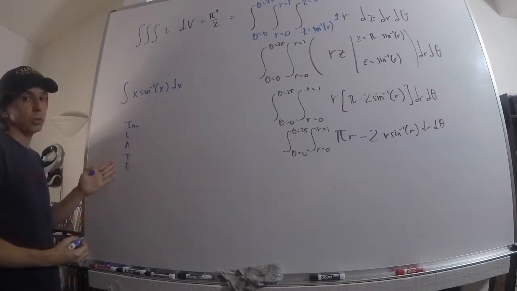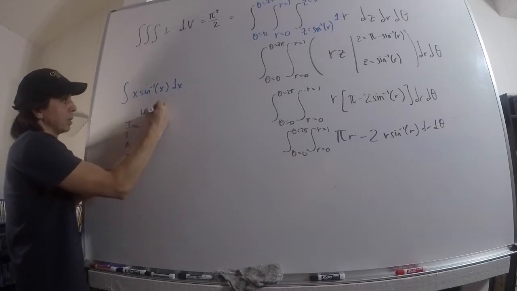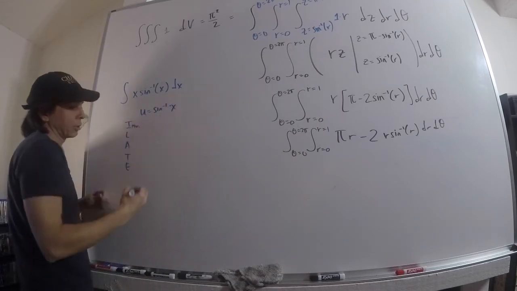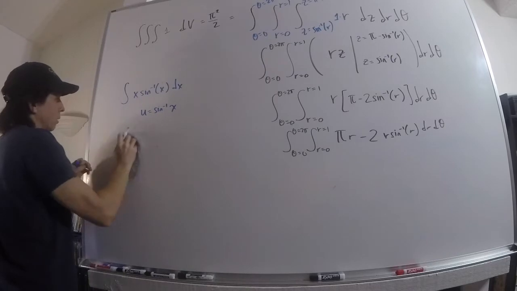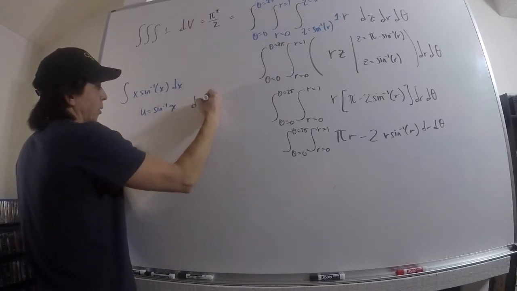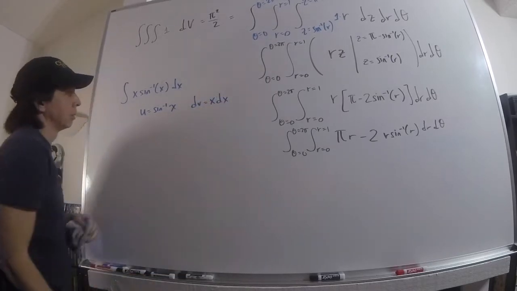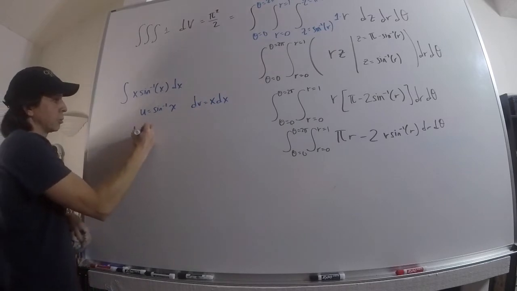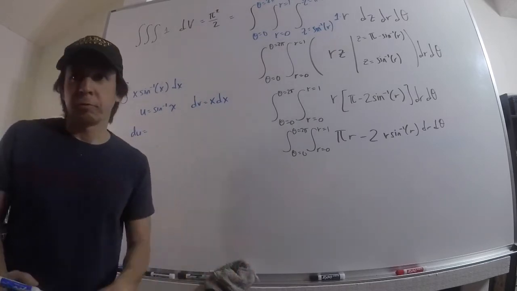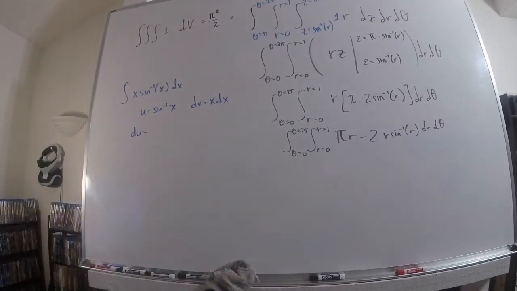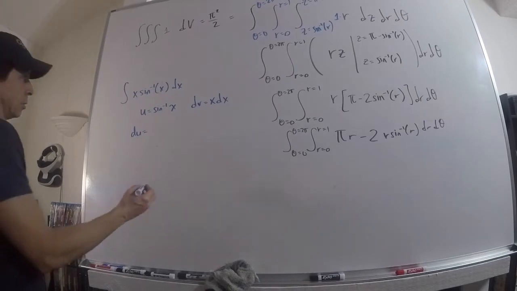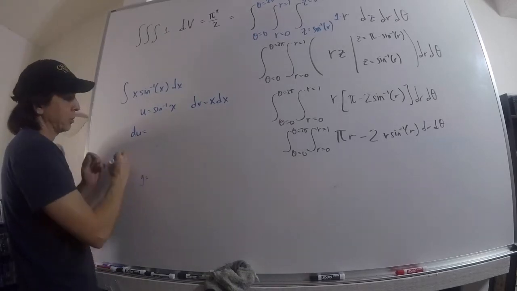Recall, this is what you set u to be. So I'm going to set u to be sine inverse of x. My dv is therefore x dx. And then I've got to do my du, which I don't know off the top of my head. So fast forward, because I'm going to take 2 minutes to look this up. I'm going to do separate side work now.